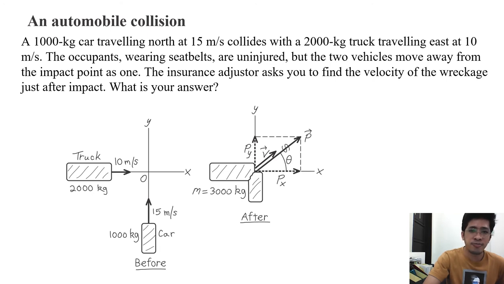What is your answer? So again, you have a 1,000 kilogram car traveling north at 15 meters per second, it collides with a 2,000 kilogram truck traveling east at 10 meters per second. The occupants are uninjured, but the two vehicles move away from the impact point as one. What is your answer? So, looking at the situation, you already know that this one is a perfectly inelastic situation. But this is no longer a one-dimensional problem because you have both x and y components of velocity here.